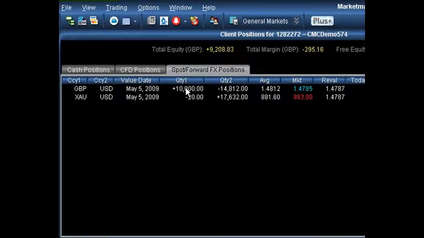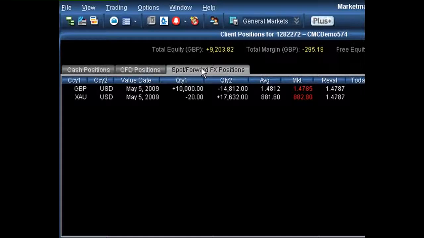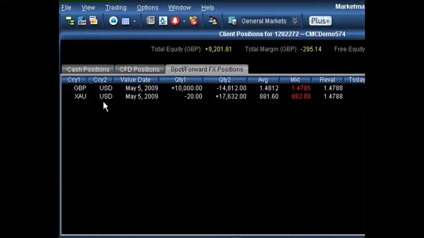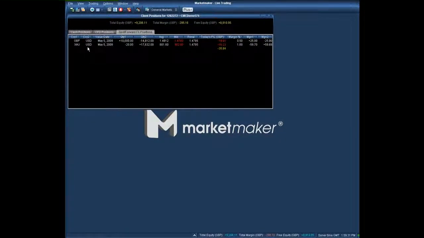Alright, so as you continually add to your positions they will go into either the CFD positions tab, if it's, for example, an indice, an equity, etc. If it's a spot or a forward rate position, it will go under this tab here, such as gold or any foreign currency pairs. Alright, well, I hope this has helped you understand the client position keeping screen a little more.